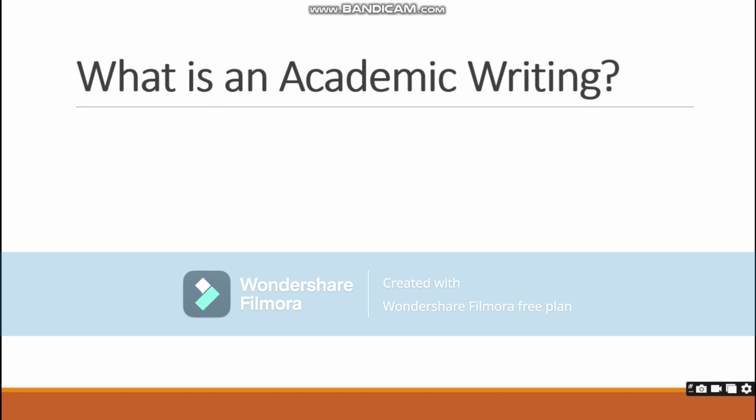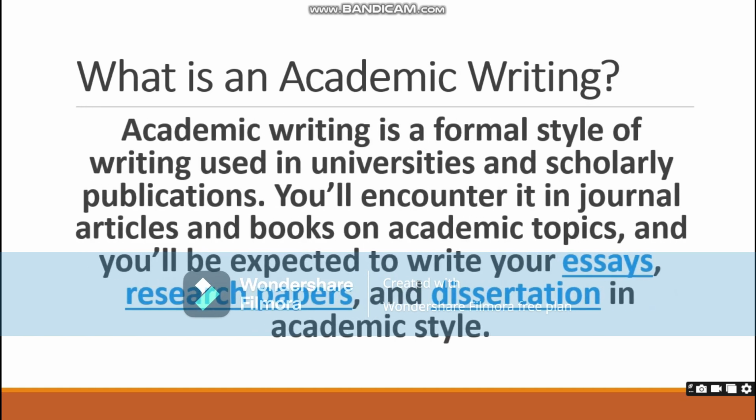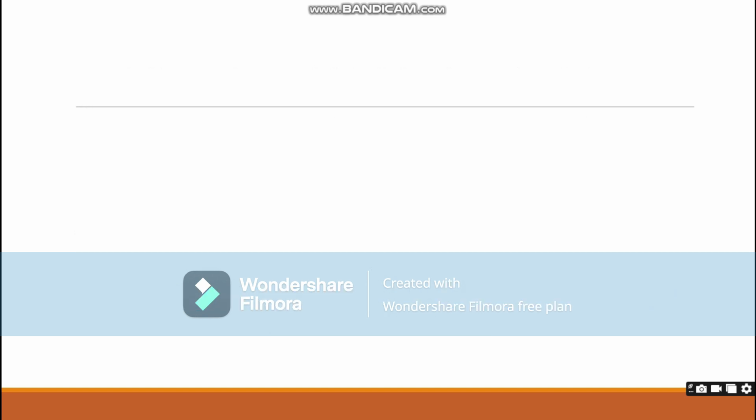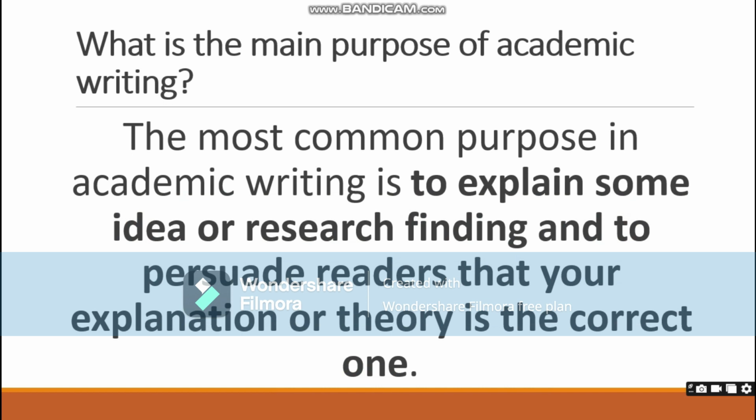Now the question arises, what is academic writing? Academic writing is a formal style of writing used in universities and scholarly publications. You'll encounter it in journal articles and books on academic topics, and you'll be expected to write your essays, research papers, and dissertation in academic style. So, what is the purpose of academic writing, and why do we need academic writing? What is the main purpose of academic writing? The most common purpose in academic writing is to explain some idea or research finding and to persuade readers that your explanation or theory is the correct one.